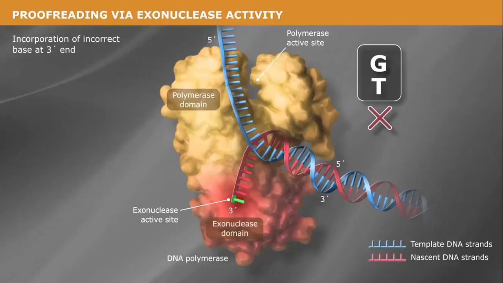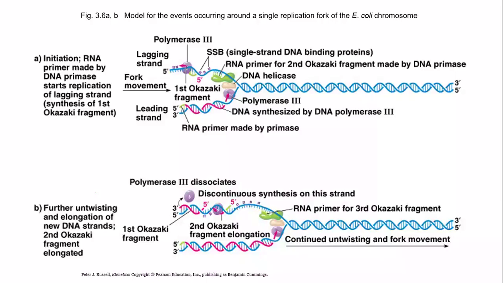So the proofreading via exonuclease activity is shown here, just like in the previous diagram. Incorporation of an incorrect base: G is complemented with T. Remember that G is supposed to complement with C, and T is supposed to complement with A. So in this instance, the exonuclease activity of polymerase 1, for instance, is supposed to be able to detect the presence of this error and eventually submit it for correction. So these are all the ideas, and you can take your time to look at it.